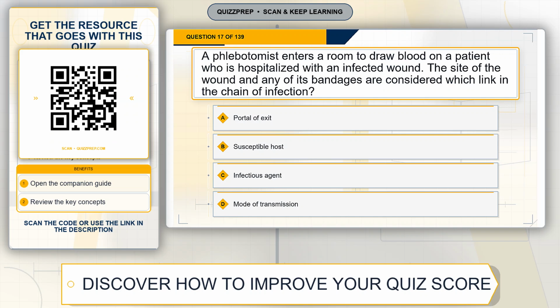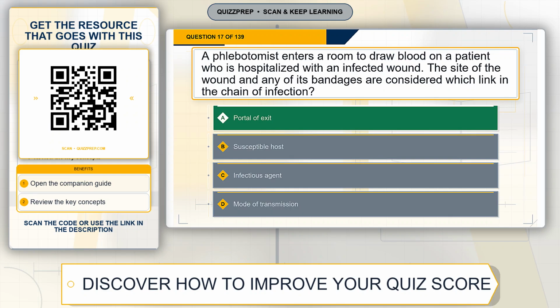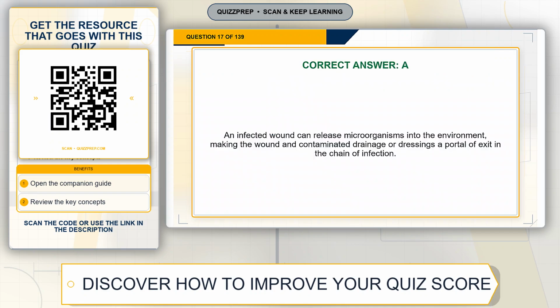Question 17. A phlebotomist enters a room to draw blood on a patient who is hospitalized with an infected wound. The site of the wound and any of its bandages are considered which link in the chain of infection. Option A, portal of exit. Option B, susceptible host. Option C, infectious agent. Option D, mode of transmission. The correct answer is option A, portal of exit. Explanation. An infected wound can release microorganisms into the environment, making the wound and contaminated drainage or dressings a portal of exit in the chain of infection.